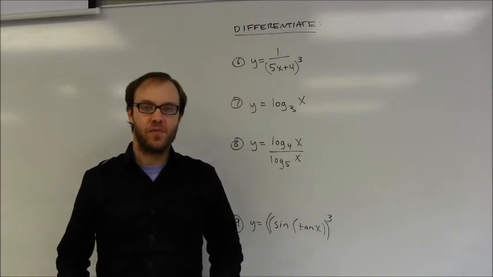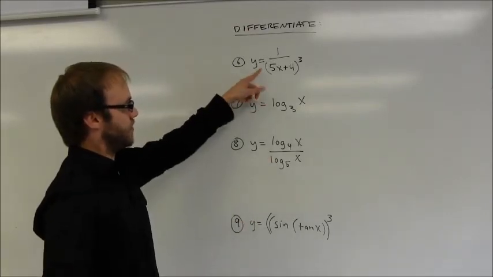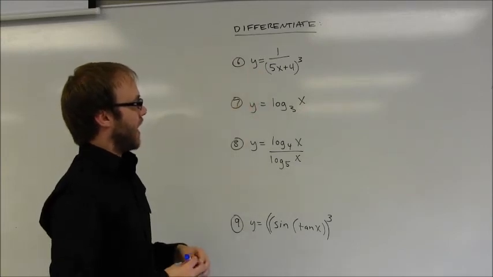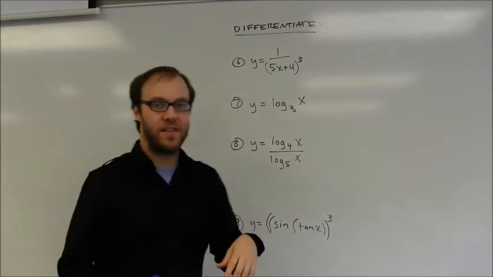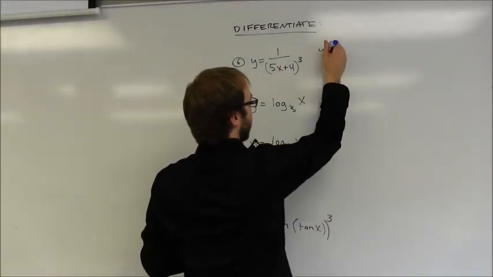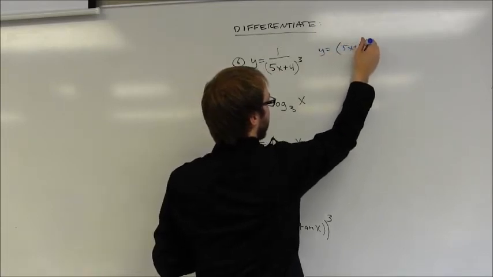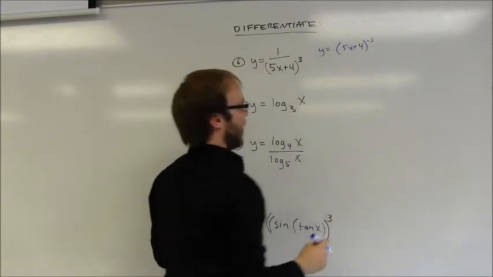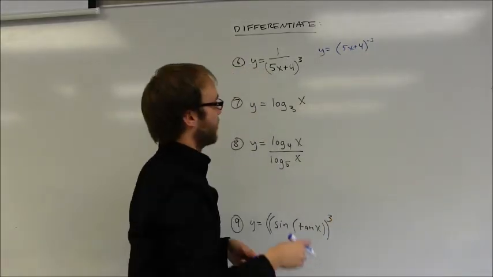Continuing to find derivatives with problem number 6, you'll notice here I have a reciprocal function. And the most important thing here is that I should be able to write this with a negative exponent, and this should make it relatively easy. So I'm going to rewrite this as y equals 5x plus 4 to the negative third power. Should just be a power rule problem and a chain rule problem at this point.